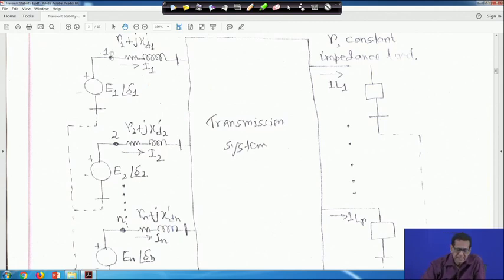And these are the internal machine buses; this is marked, this is 1, this is 2, internal machine buses up to this n, right. So, let me clear it.